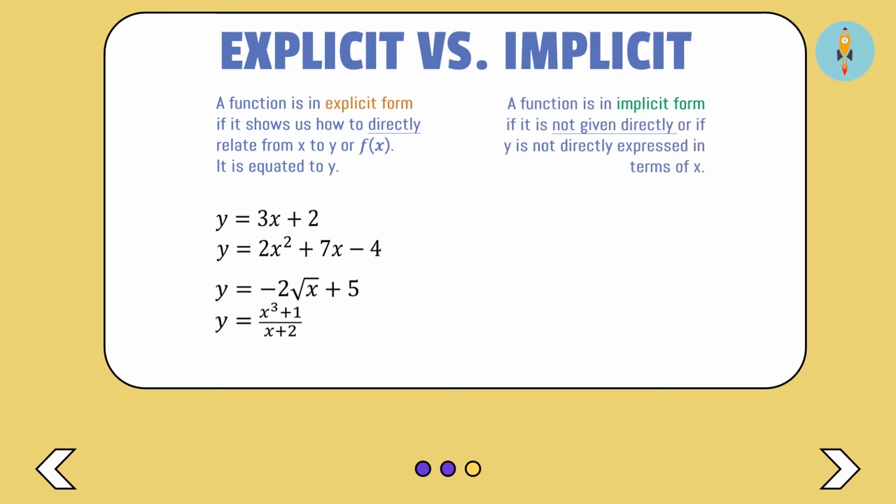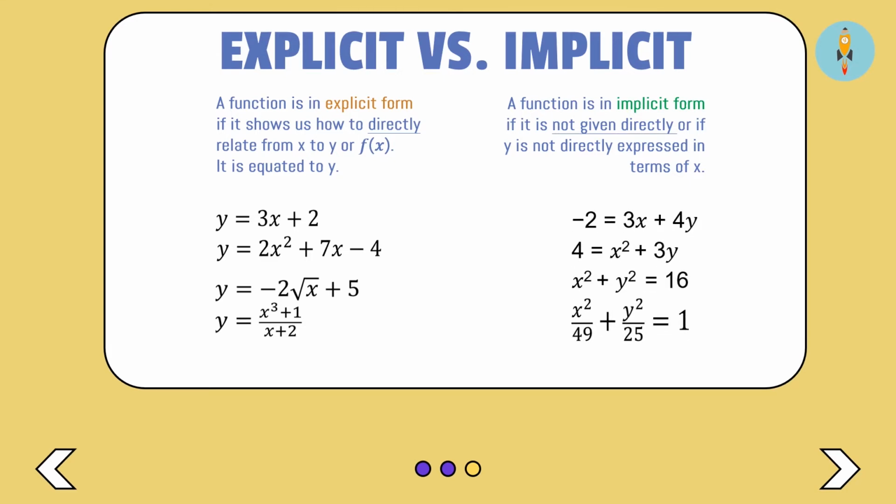A function is in implicit form if it is not given directly or if y is not directly expressed in terms of x. Example, negative 2 is equal to 3x plus 4y. x squared plus y squared is equal to 16. 4 is equal to x squared plus 3y. x squared over 49 plus y squared over 25 is equal to 1.